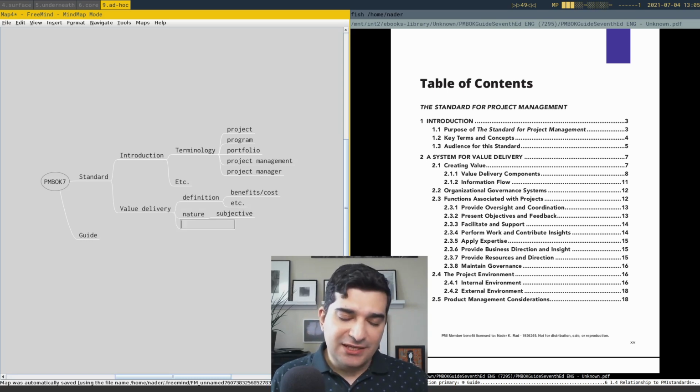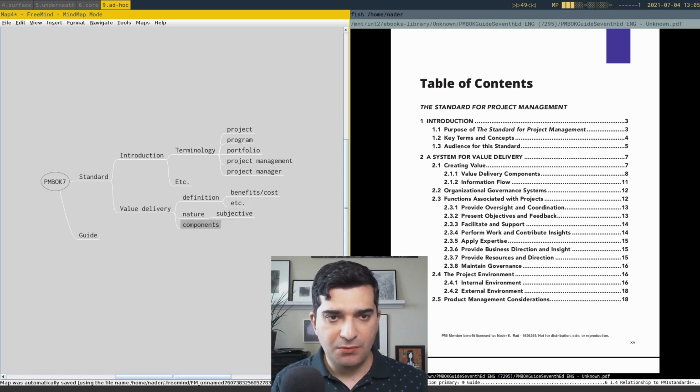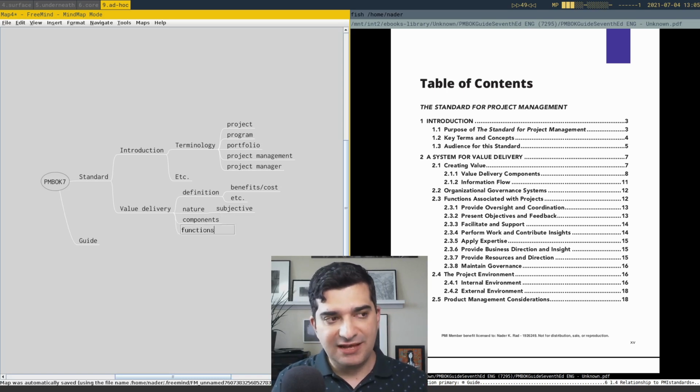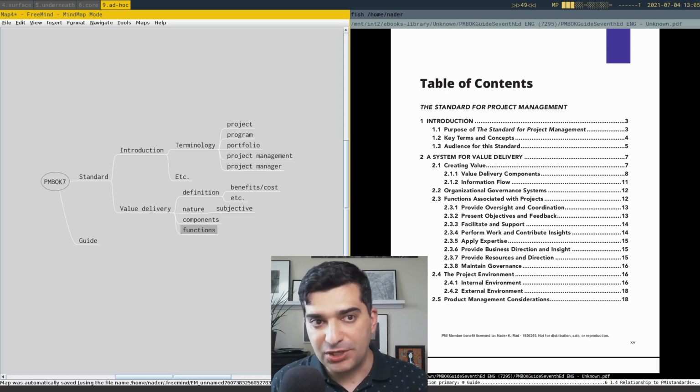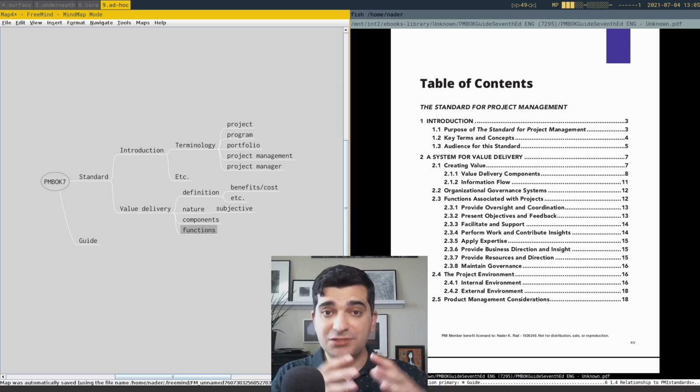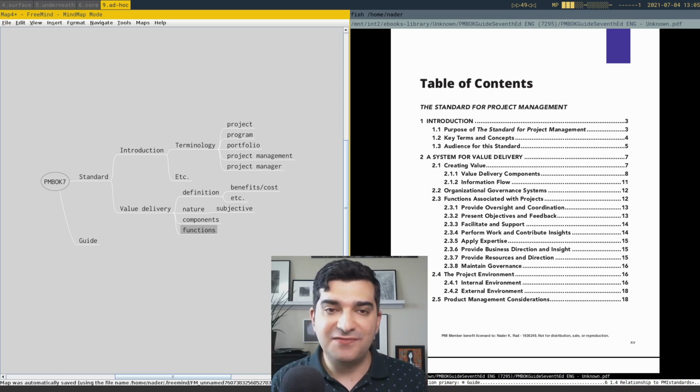The other thing here, well, we have the idea of components involved in it. For example, programs, portfolios, and so on. And the other thing that we have is functions in the project. Those are part of the whole ecosystem that create value. Those functions are the types of actions that we need to do.